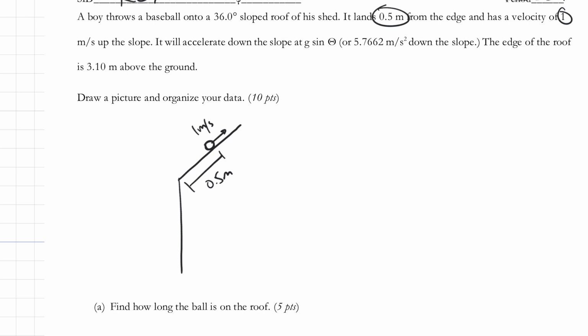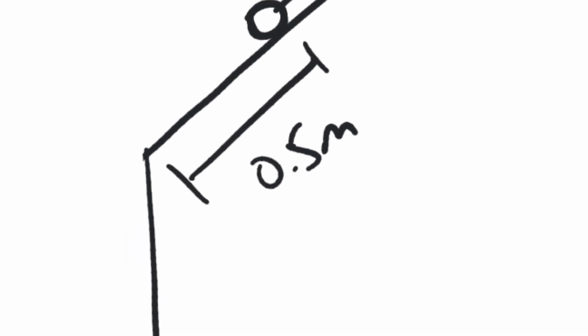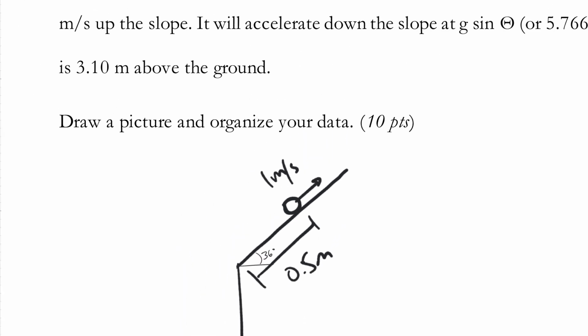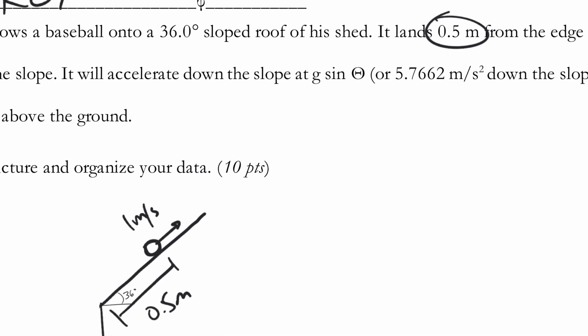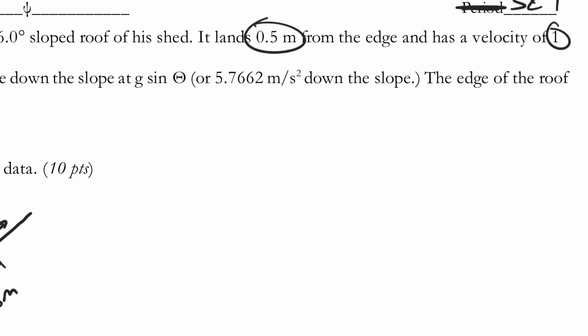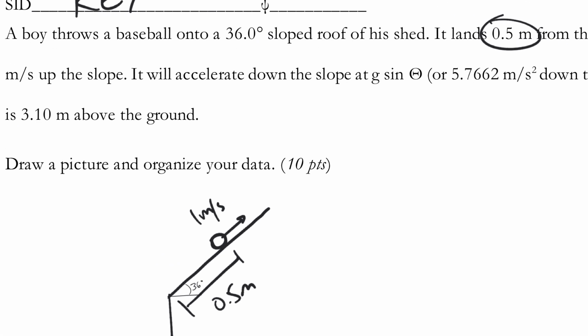1 meter per second. All right, so the slope on this sucker, I don't really know how to get that in there, right? This is 36 degrees. I had to correct that because I wasn't so clear. It lands 0.5 meter from the edge and has a velocity of 1 meter per second up the slope. It will accelerate down the slope at this rate.